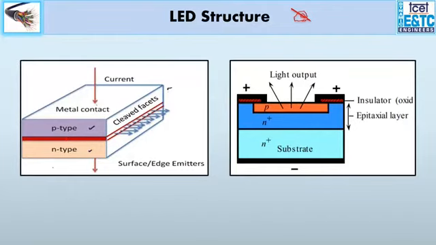Otherwise, there is another efficiency term that comes in. Although a large number of photons are being generated, what is coming out matters. That is the external quantum efficiency, which is the number of photons extracted upon the number of photons generated inside the device.